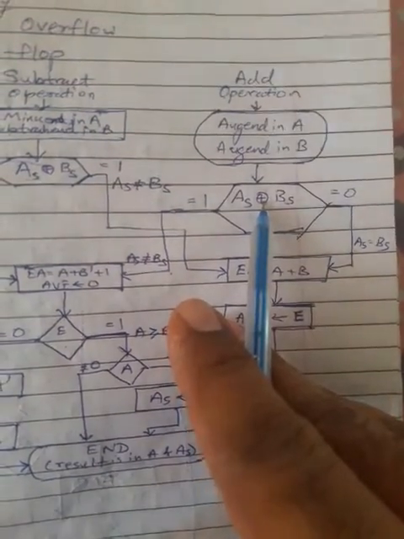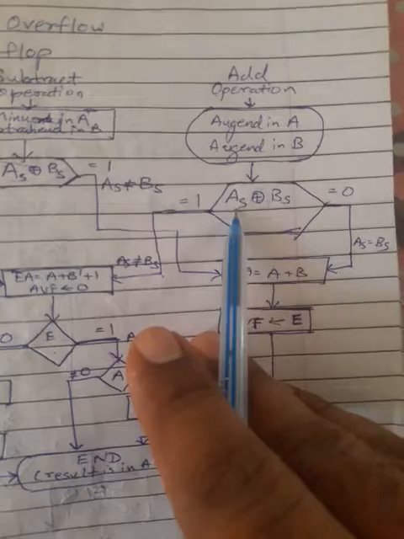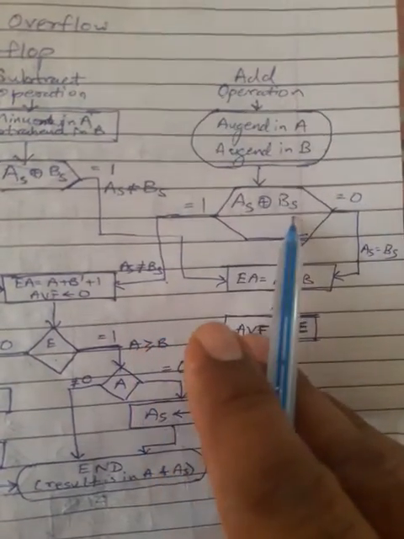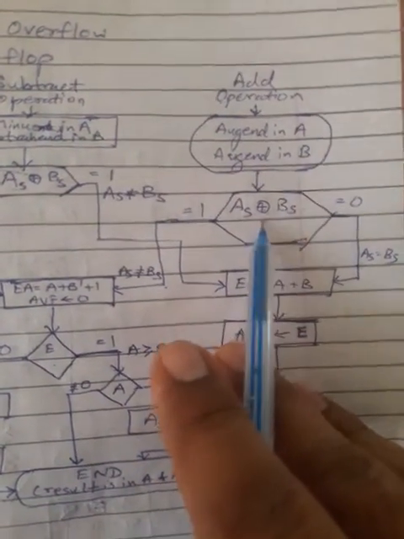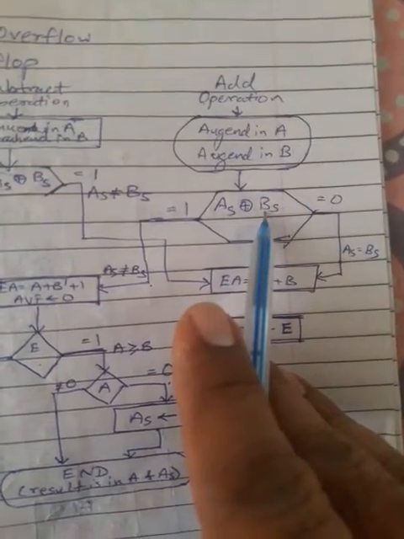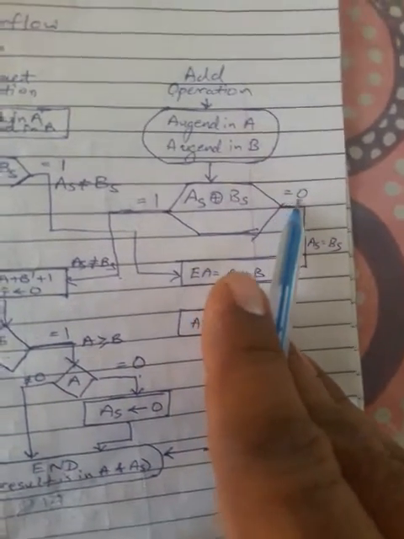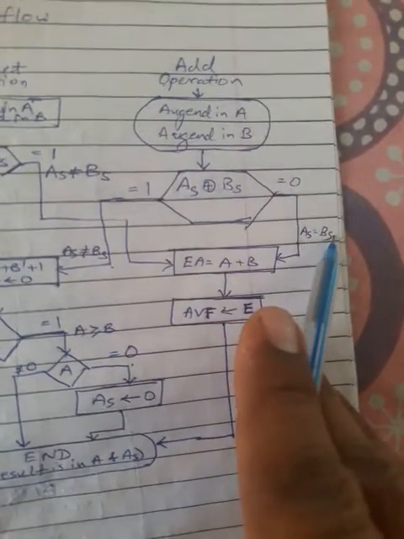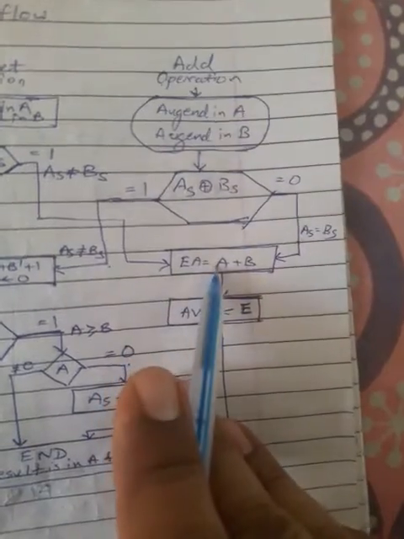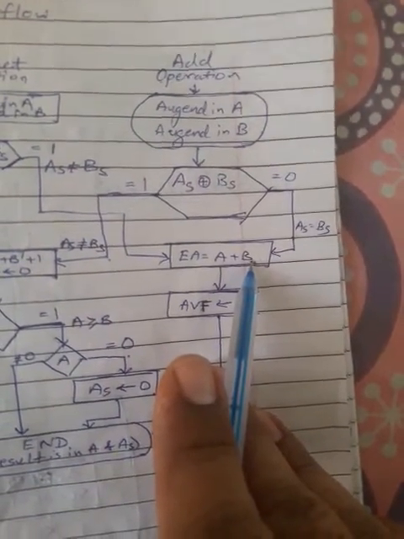So according to that, the negative sign will be represented by 1 and the positive sign will be represented by 0. If both signs are equal, then the answer will be 0, and if both signs are not equal, the answer will be 1. If both signs are equal, AS is equal to BS, then what we have to do? We have to add A and B.